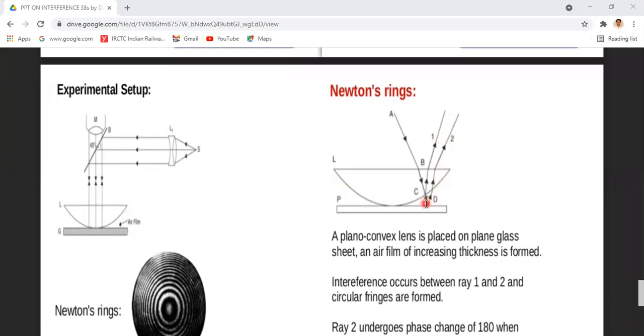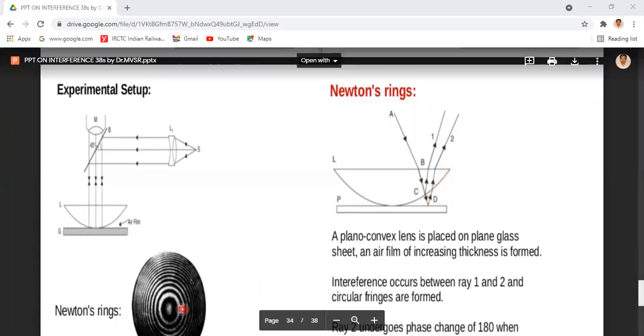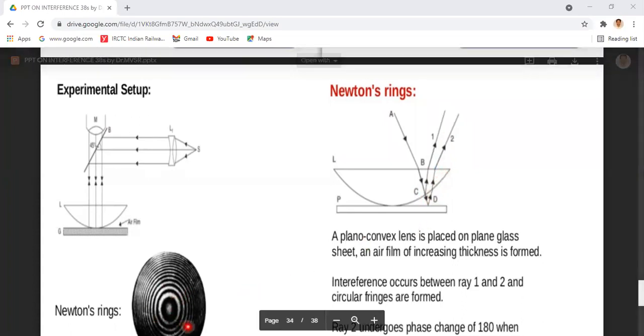Thin film actually. Because these two light rays are reflected from the different parts of the thin film or curved film. That is, one is reflected from the upper surface of the thin film, and the second one is reflected from the lower surface of the thin film. As a result, because of these two, which are having some optical path difference, we have to observe the formation of the bright and dark rings or circular rings. These are called Newton's rings.